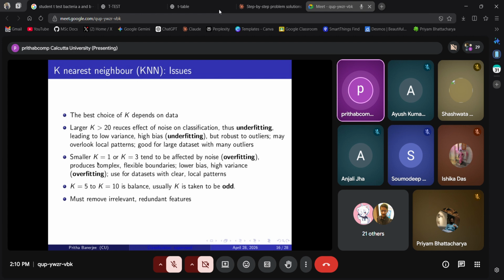So if you take smaller k values, for example, k equal to 1 or k equal to 3, then the problem is it will be affected by the noise. So this causes overfitting. What it actually means is that it produces complex, flexible boundaries. So the boundaries will be very minute. As a result, we will have lower bias, but high variance. High variance will mean overfitting.